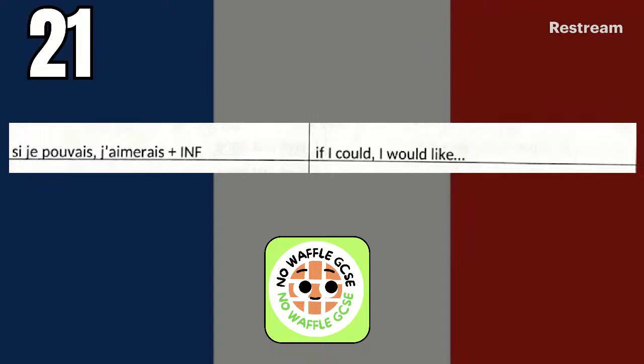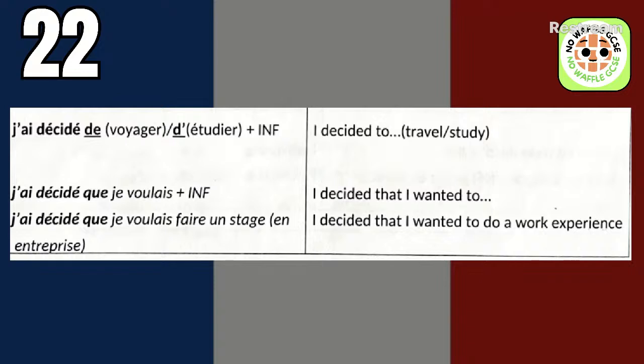Again, that's another structure like that. Okay, number 22. J'ai décidé de, j'ai décidé que. Which one is the one that needs complex vocab? They both need complex vocab, but I maybe put more emphasis on the 150 word one. Yeah, exactly what Sean is saying as well.